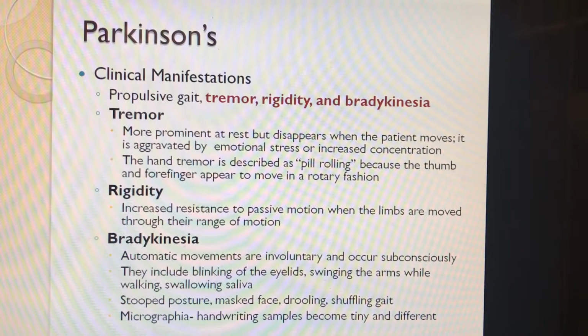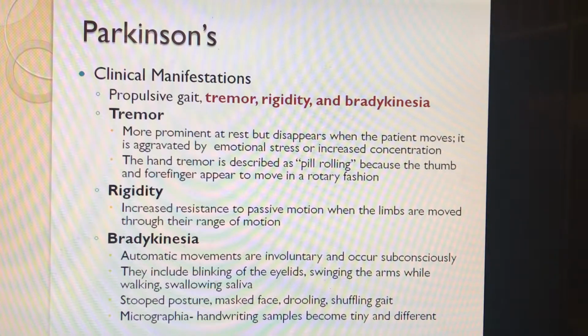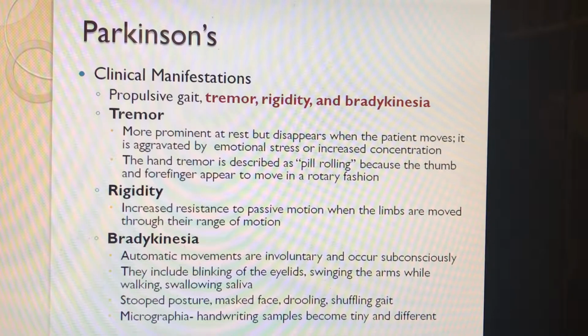For your clinical manifestations, they're going to have a propulsive gait, and they're going to have the trio of tremor, rigidity, and bradykinesia. With tremor, it's more prominent at rest but disappears when the patient moves. It is aggravated by emotional stress or increased concentration. The hand tremor is described as pill rolling because the thumb and forefinger appear to move in a rotary fashion.